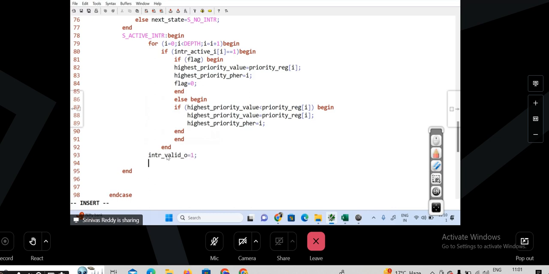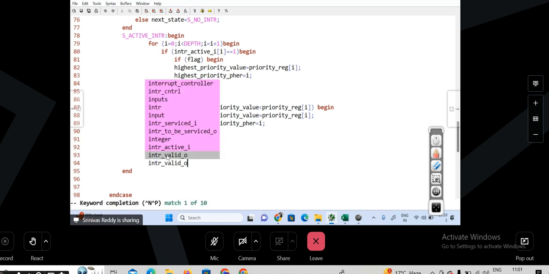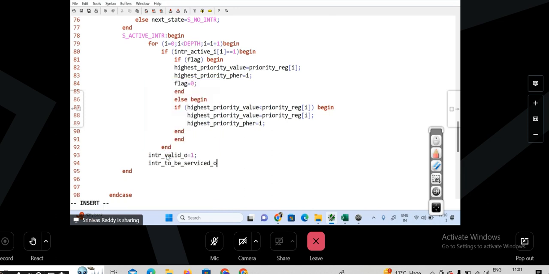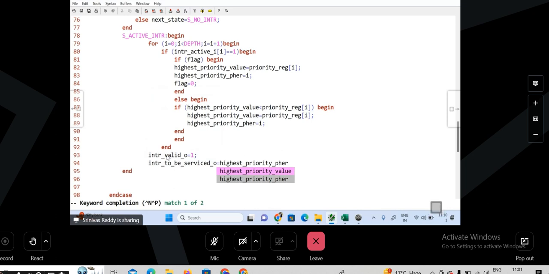Highest priority value is equal to what? Now this has to go if flag is equal to 1. If flag is equal to 1, I'm going to this. Highest priority value is equal to priority register of i. What is the priority register of i? Now this is nothing but 2, right? This is nothing but memory indexing. I'm taking the memory index.